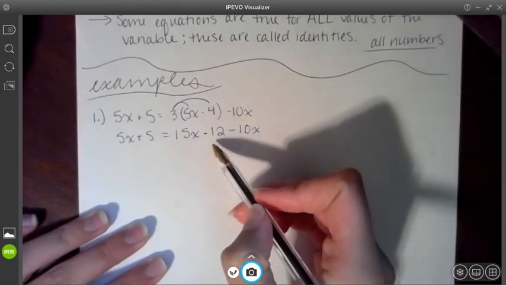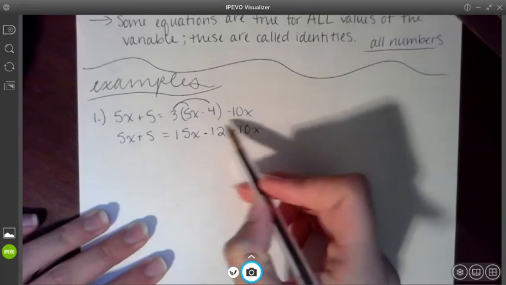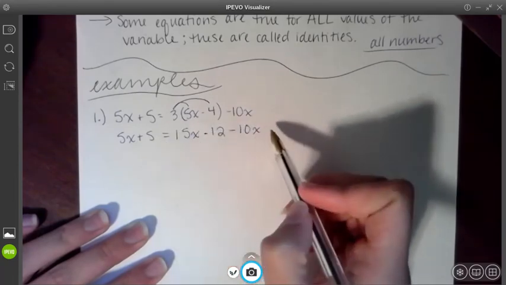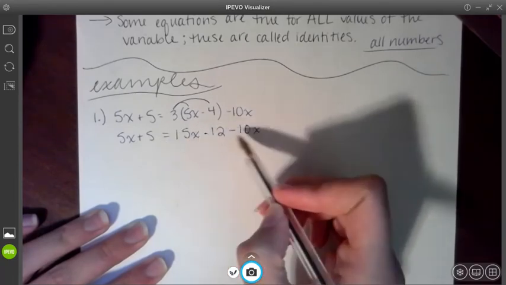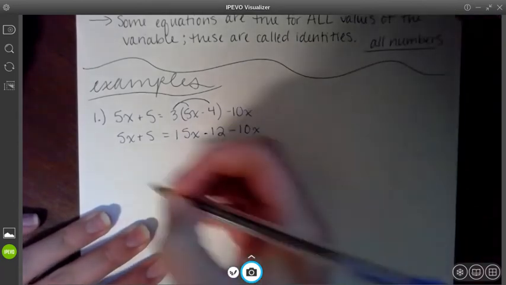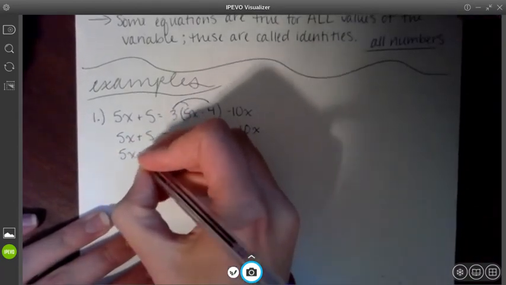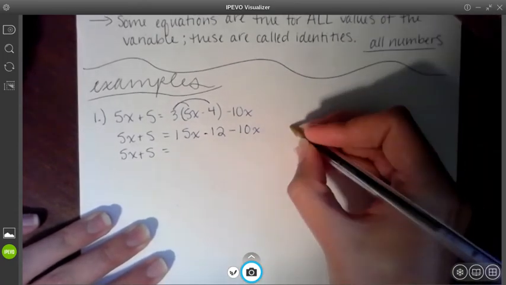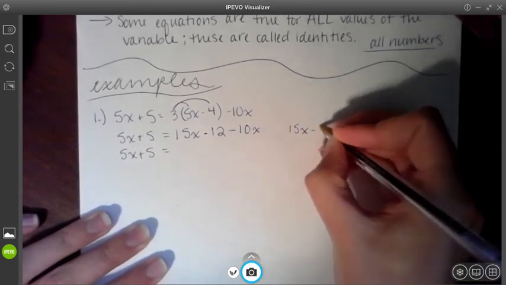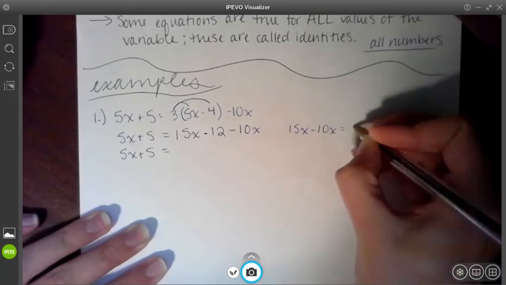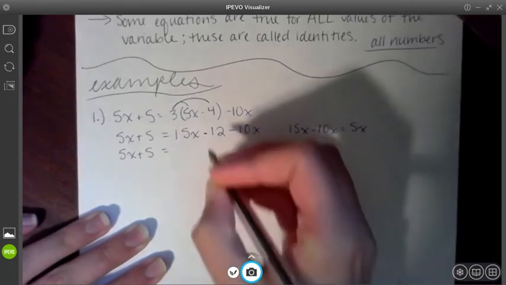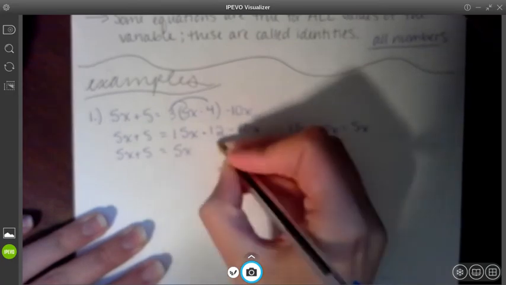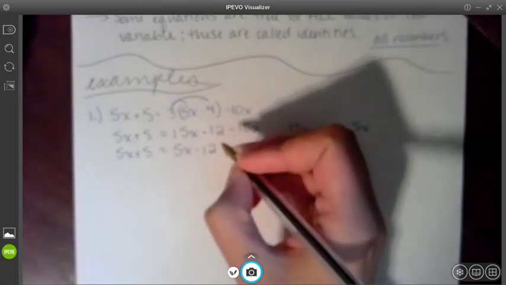Okay, I'm going to combine like terms over here because I have 15x and a minus 10x. Okay, so this side is still staying the same, not touching it. So what I'm doing is I'm combining 15x minus 10x. Well, that'll be 5x, right? So 5x minus 12.